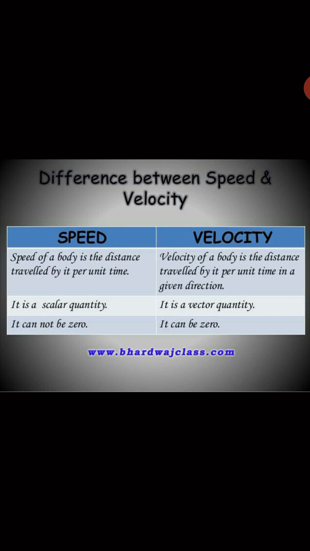So the quantities which do not need direction are called scalar quantities. That is why, the second point, you will see that speed is a scalar quantity. And the quantities in which direction is essential are called vector quantities. So velocity is a vector quantity. Speed cannot be zero, but velocity can be zero. So these were the major differences between speed and velocity.